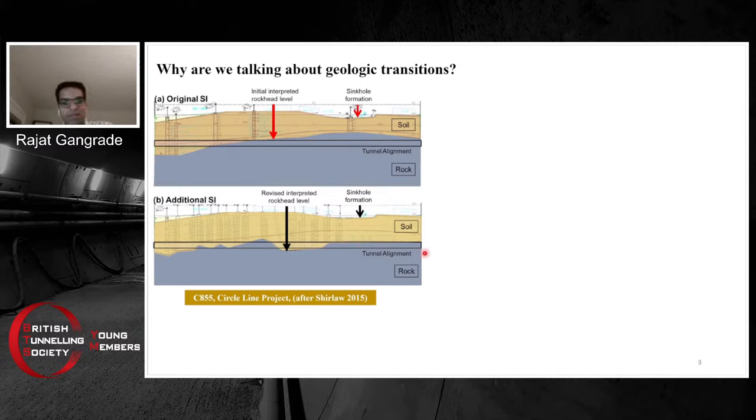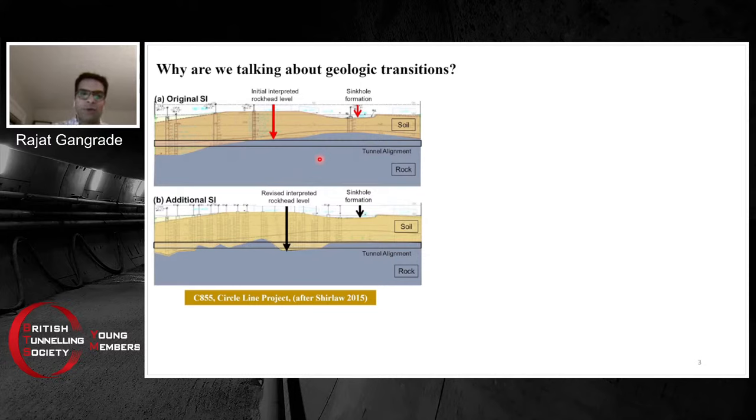So for example, in this case, when they started tunneling from right to left, what really happened was they did not actually have any rock cover. All they had was soil cover, and I guess there were weaker layers of soil. Plus, you can see the difference between the rockhead elevation before and after a lot of investigations were done. So this is not the ideal way to do additional site investigations in the first place. And second, if there had been a quantification of the probability of encountering completely soil in the tunnel face, they probably wouldn't have encountered that problem.